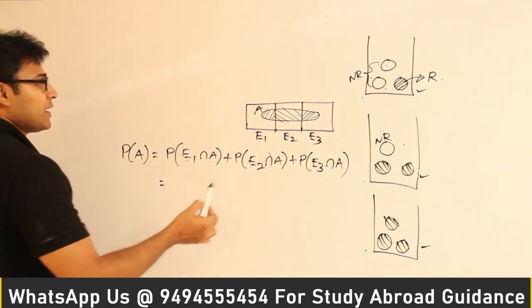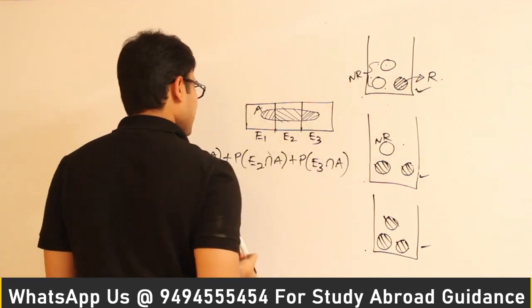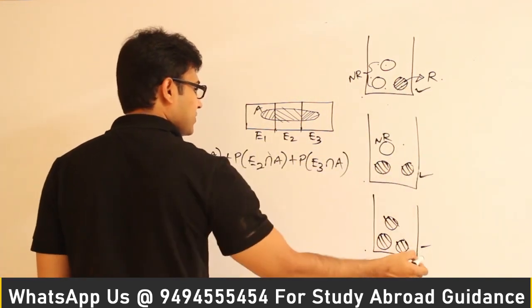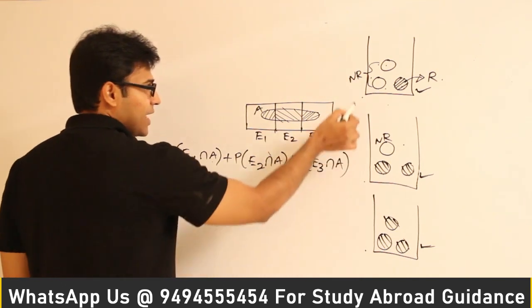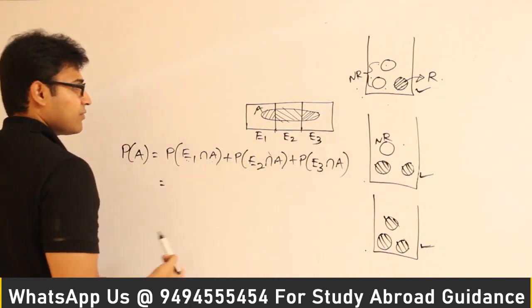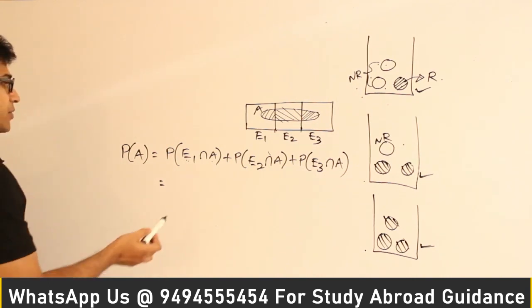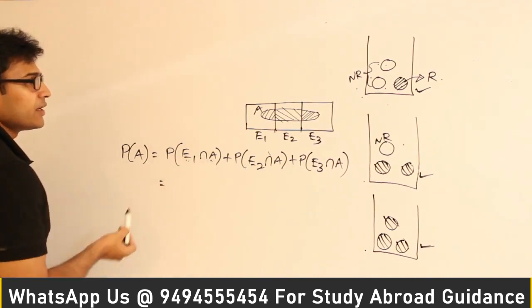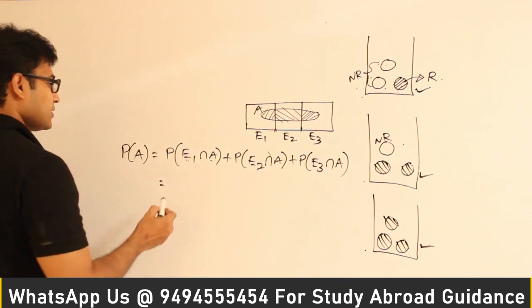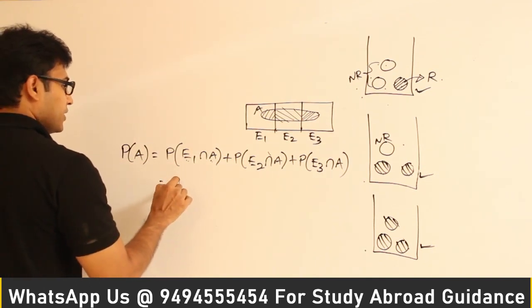Let E1 denote that the bag is of this type, E2 denotes that the bag is of this type, E3 denotes that the bag is of this type. And since there are 3 possibilities and every possibility is equally likely, P of E1 is 1 by 3, P of E2 is 1 by 3, and P of E3 is 1 by 3. And then P of A given E1 depends on the number of red balls in it, right? Just check this. How can I write it?